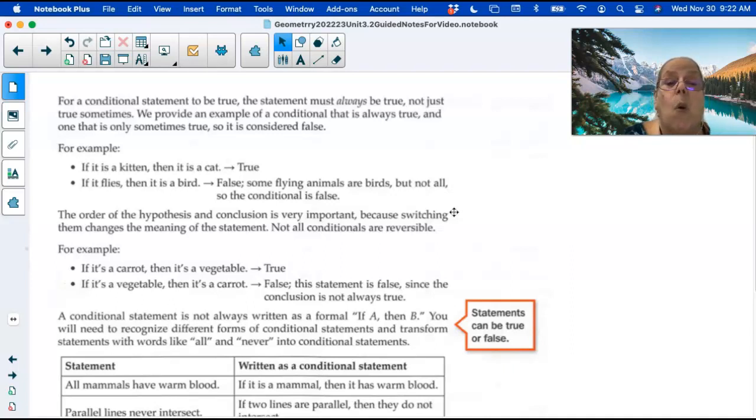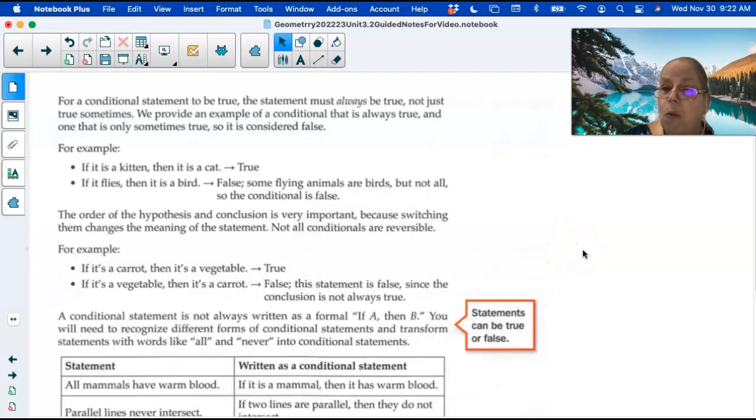Okay? The order of the hypothesis and conclusion are very important because switching them changes the meaning of the statement. If it's a carrot, then it's a vegetable. Yes. If it's a vegetable, then it's a carrot. Nope. What about green beans? I love green beans.